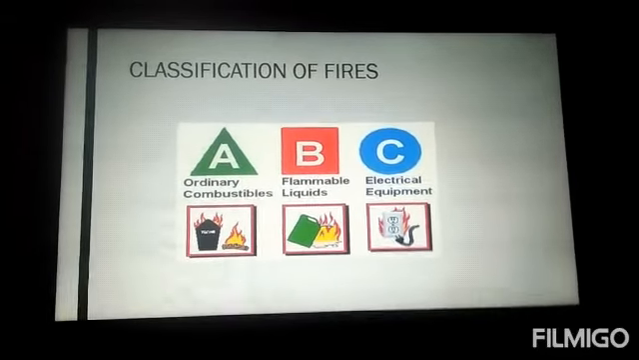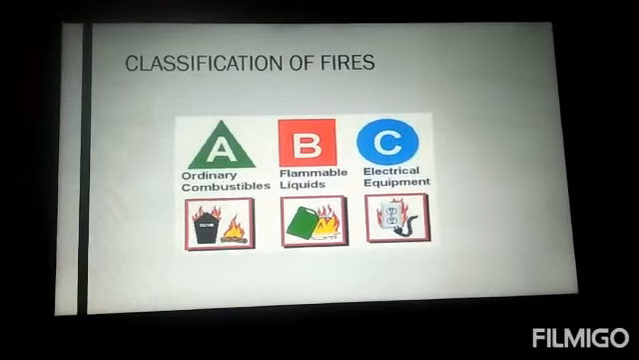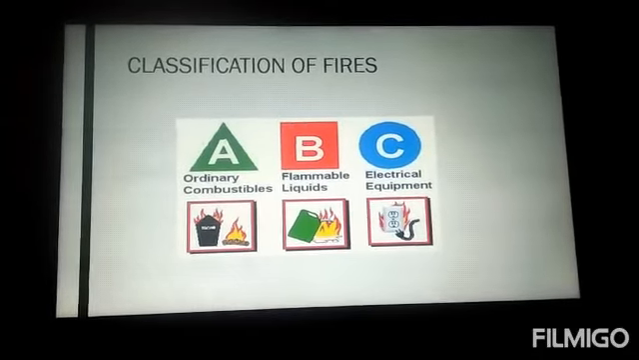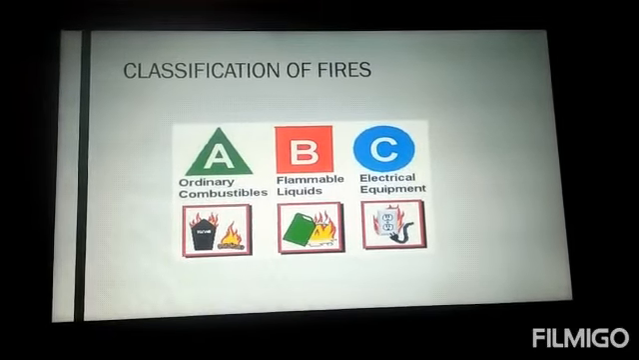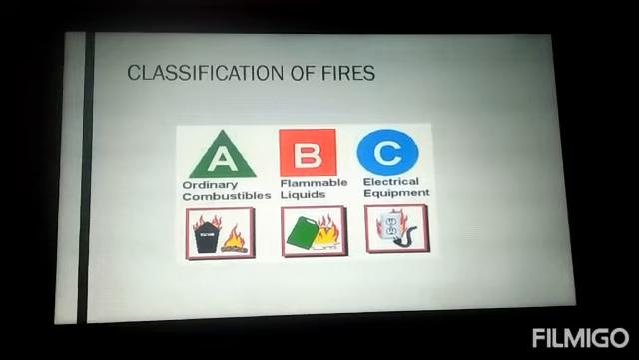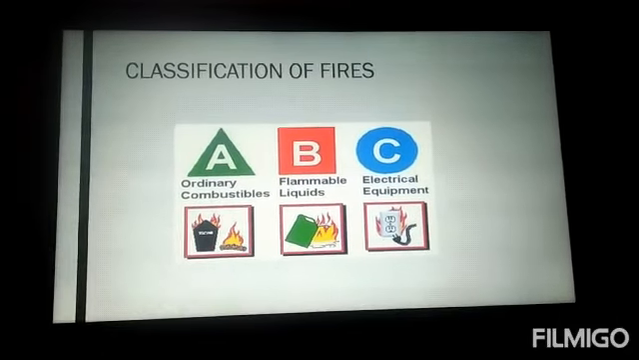Then class D fire consists of metallic or flammable metals, I can say, where I can give the example of landing gears also, because they are made up of magnesium material. So class D consists of flammable metal.